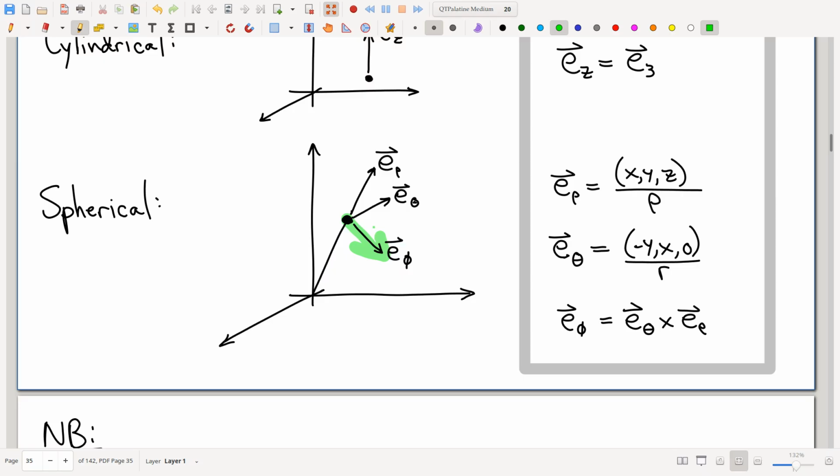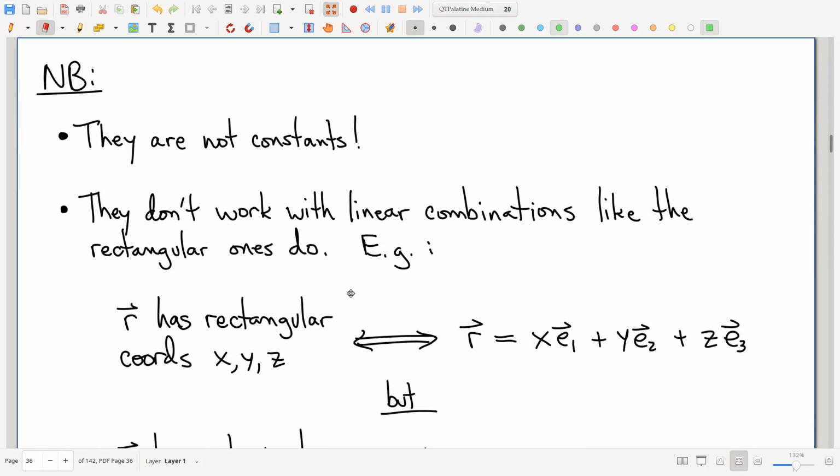How are we doing? All right, so these vectors are useful in various circumstances. We'll use them a little bit in this class, not tremendously, but a little bit. And you will also see them outside of this class in other contexts. Okay, a couple of things to keep in mind.